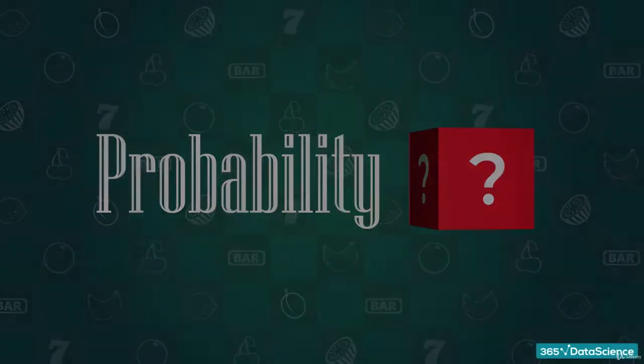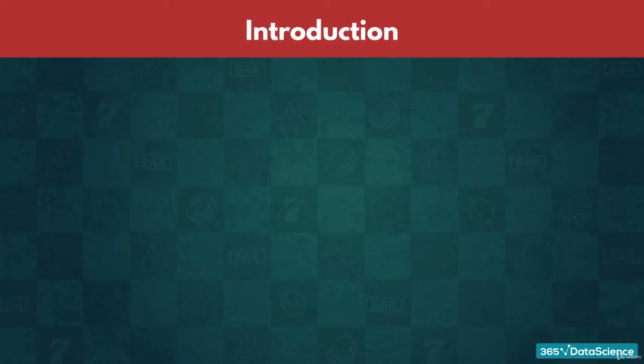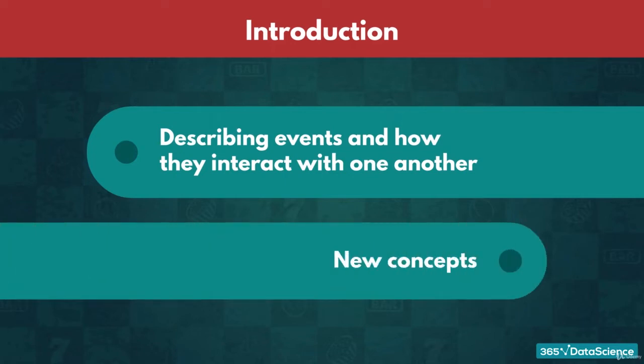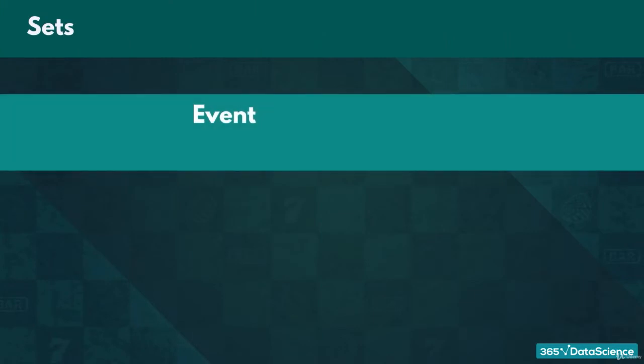Welcome back. In this section of the course, we are going to learn how to describe events and the ways in which they interact with one another. To do so, we need to introduce a few concepts. Let's begin. Every event has a set of outcomes that satisfy it.